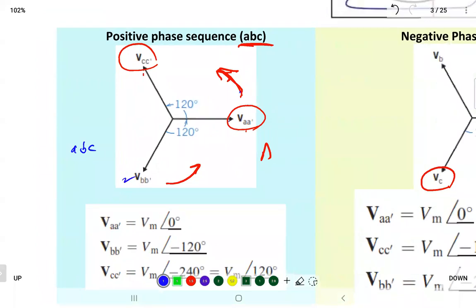So you are always moving in this direction, all right? You're not moving in the clockwise direction. You move the phase anti-clockwise and see what comes after that phase. Whatever comes after it, that's the right order.